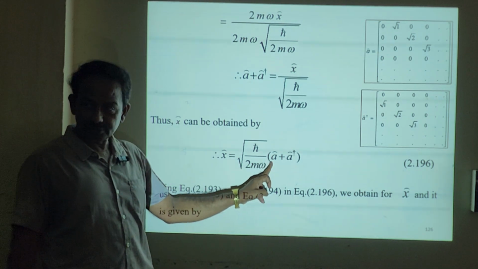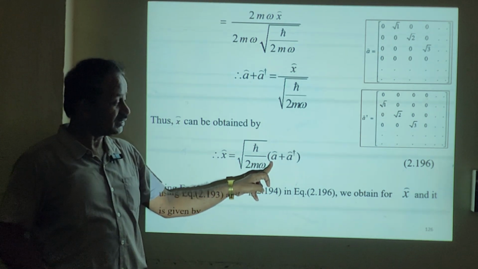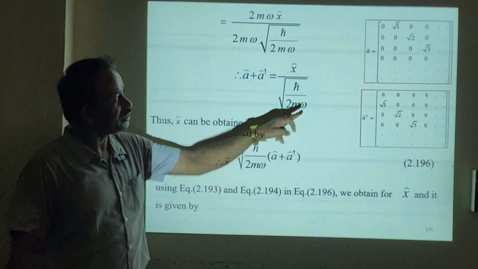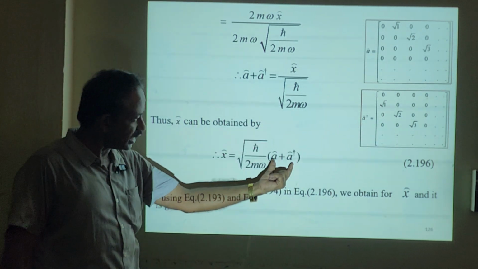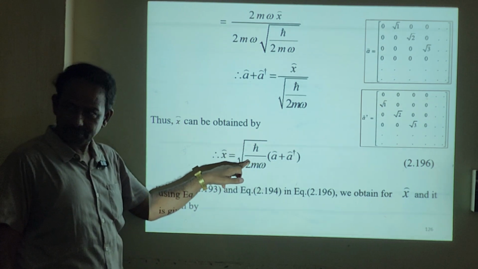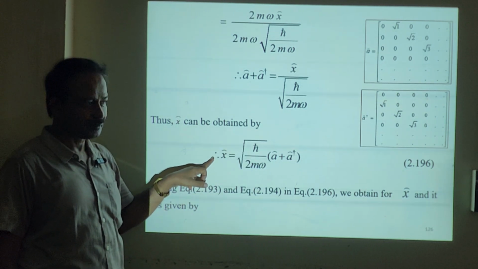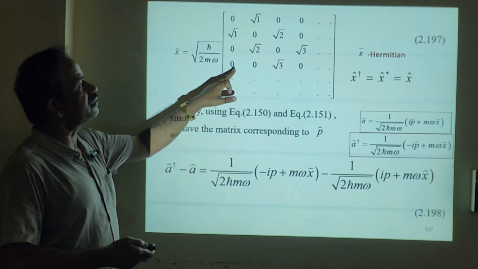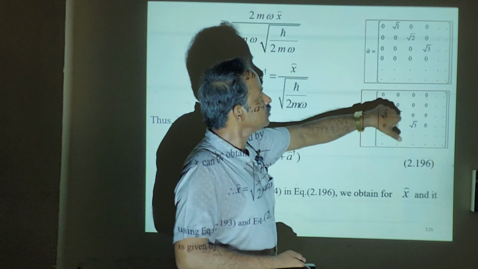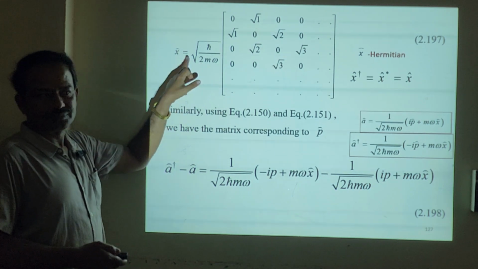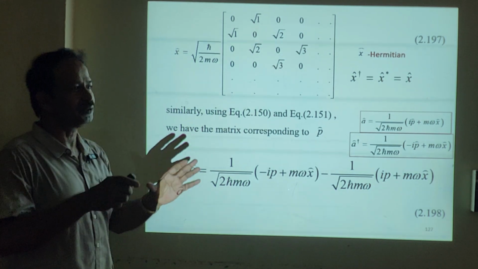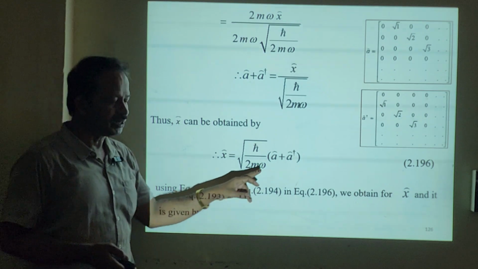Now we know already the matrix for A, which we have just calculated. Matrix for A dagger, this one. You are going to add these two and get the value, multiply and get the value for x. You add these two and the value for x will be this one, multiplied by this term. So x equals this. Very simple one. Come on, I repeat.